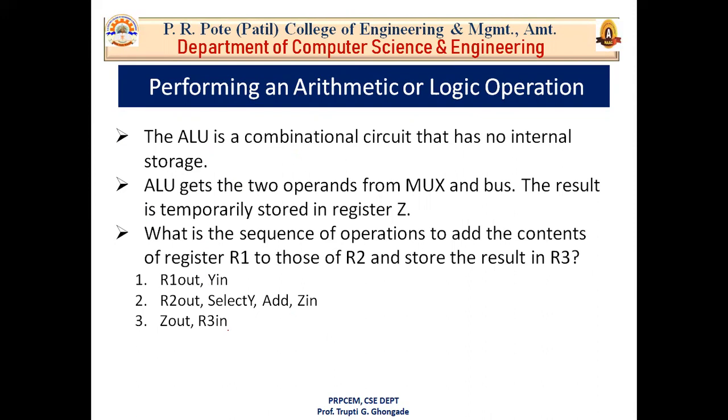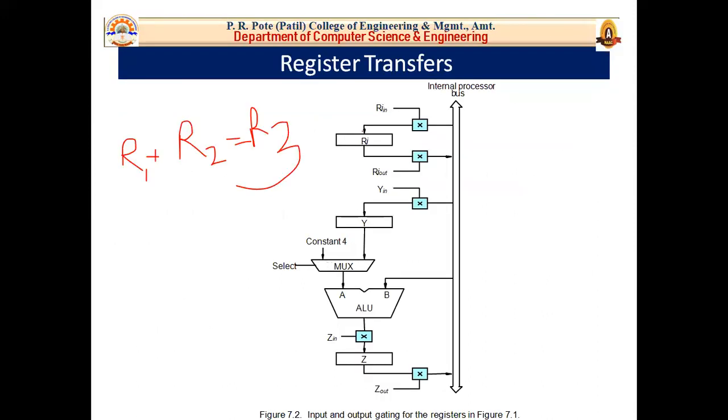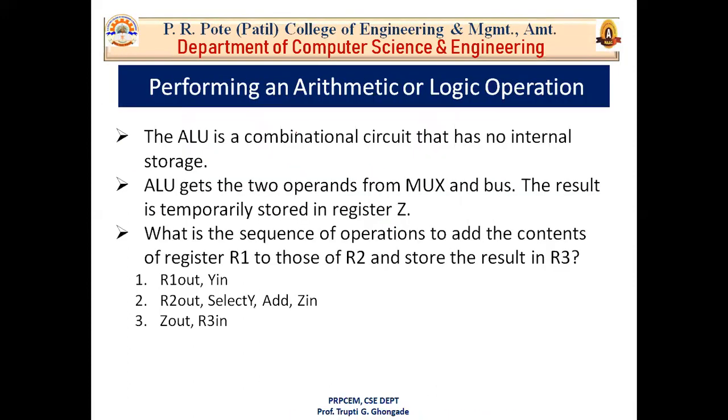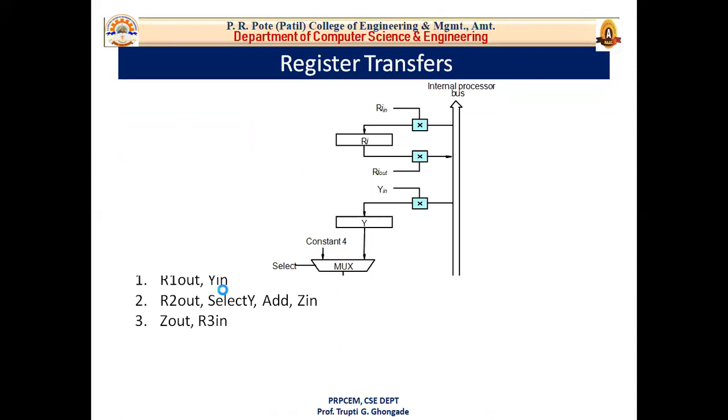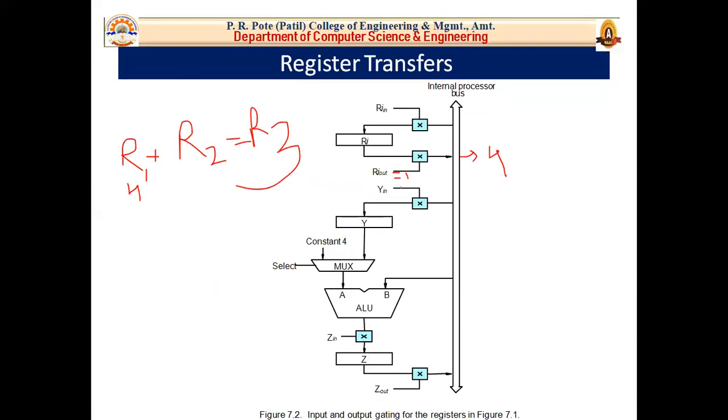It means that in step 1, the output of register R1 and the input of register Y are enabled. Let's consider this is R1. Now the output of R1 is set to 1. That means we are placing the contents of R1 onto the processor bus. Let's consider R1 is holding 4. So here we are placing the contents, 4, onto the processor bus, and here Y in is enabled.